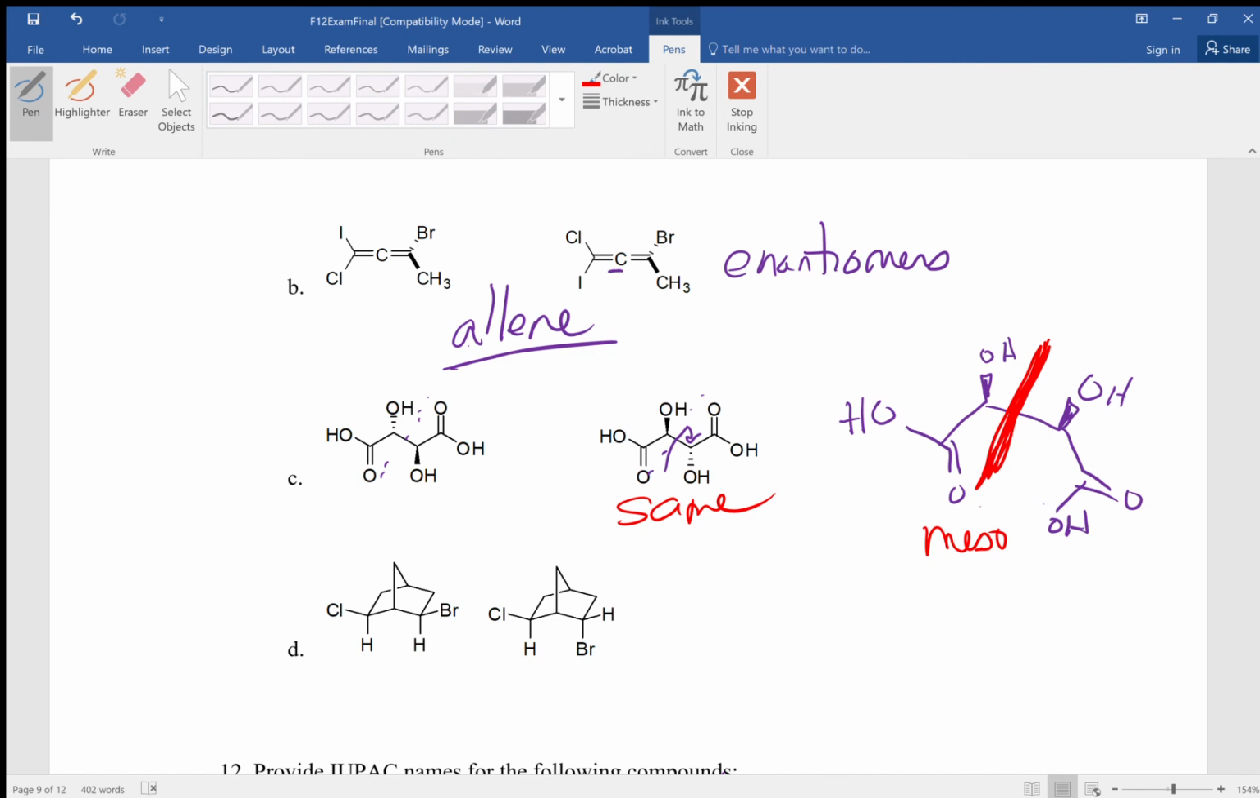In part D, we have a molecule with two chiral centers. In fact, more than two chiral centers, because this is chiral as well as this. So we actually have 4 total chiral centers. We've inverted one of them, the other 3 stay the same, and so that gives us diastereomers.